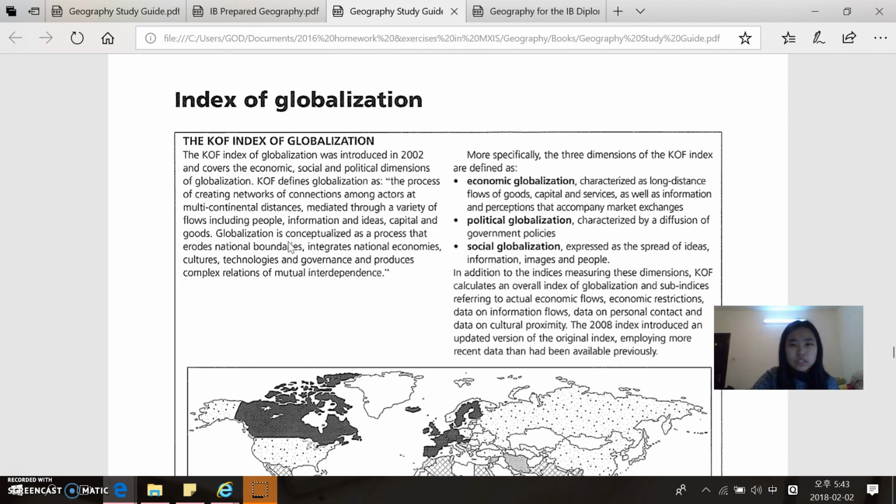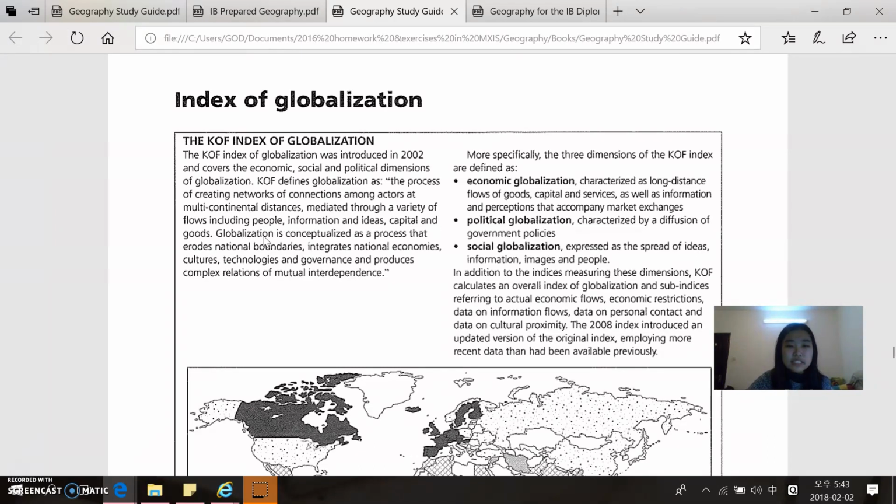Okay, so this definition, you don't necessarily have to memorize it, but it's useful if you can, if it's not too much to memorize, so you can use it in your essay when you evaluate the KOF index. First you have to describe it, and while you're describing it and providing definitions, other than introducing the three most important dimensions, you can also say how it defines globalization. So what are the keywords? Globalization is creating networks of connections among actors at multi-continental distances, so far away, and it's a lot through people, information, ideas, capital, and goods.